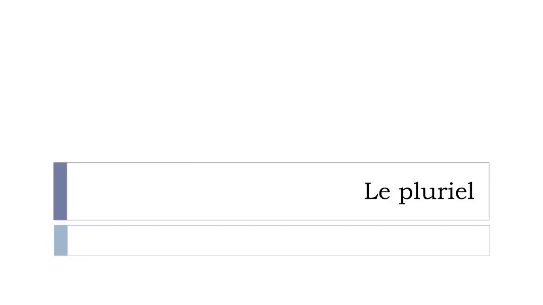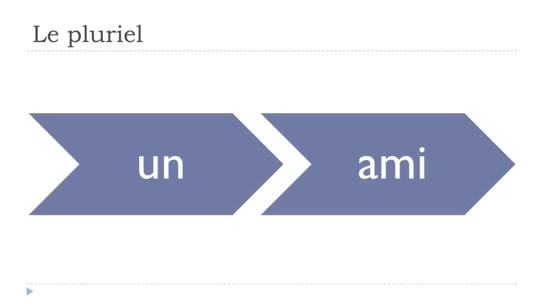Then we'll discover together the plural form, how to construct or how to make a plural form. So it's le pluriel en français. So let's start now. We'll take this basic example: a friend, un ami.